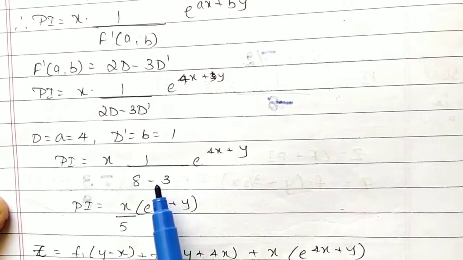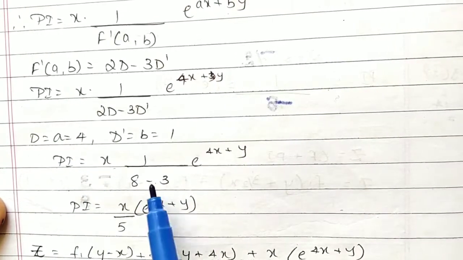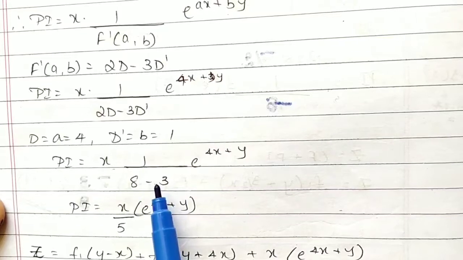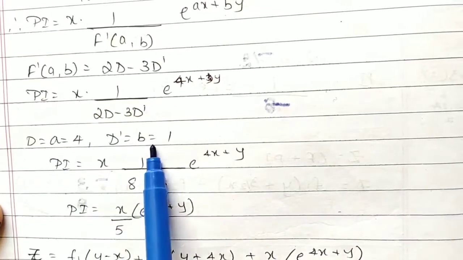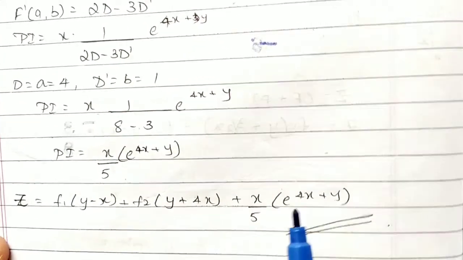Again, suppose you get 0 a second time also, follow the same procedure: one more x, and again differentiate the denominator and apply the formula. You will definitely get the answer. So this is the complementary function plus the particular integral.